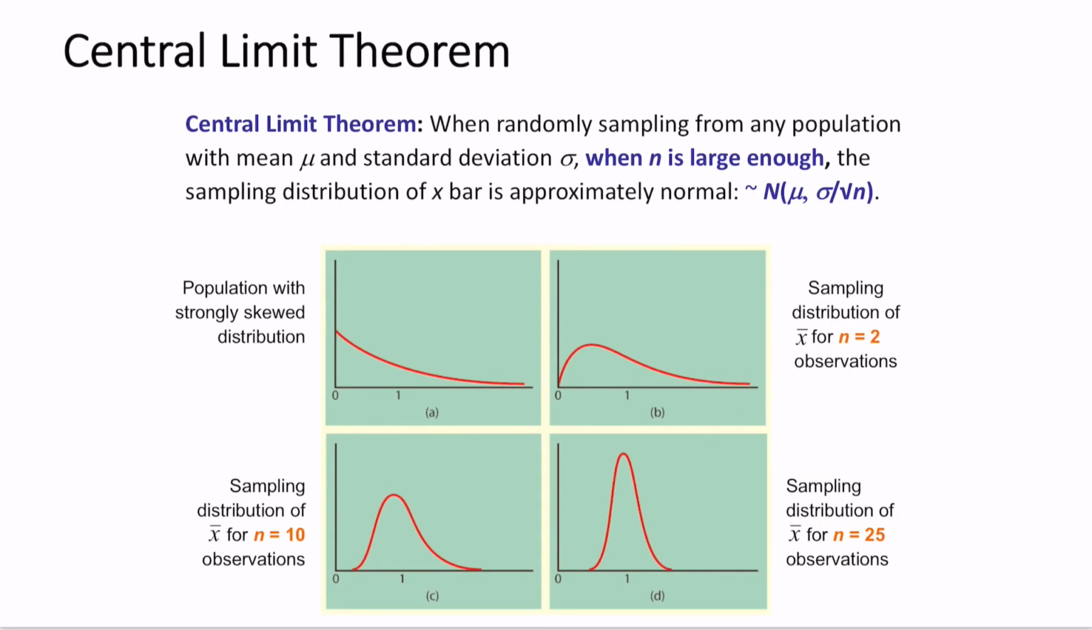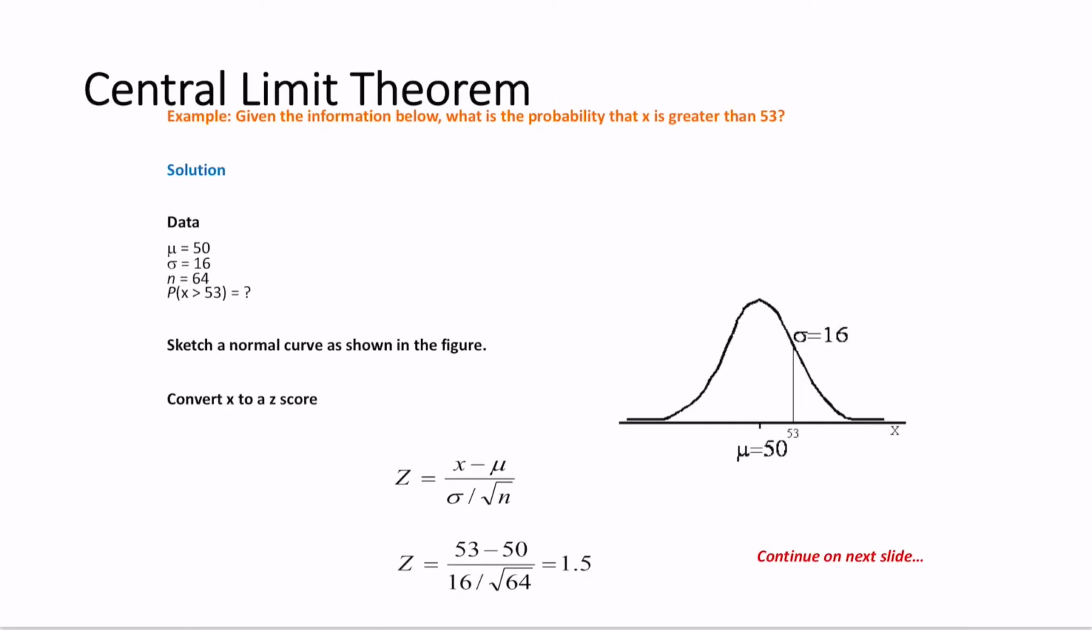So this is how CLT solves the problems. When you start increasing the sample size, the number of samples, it starts making more and more symmetric distributions. This is one of the reasons why CLT is one of the most widely used ones. How would you use CLT here?